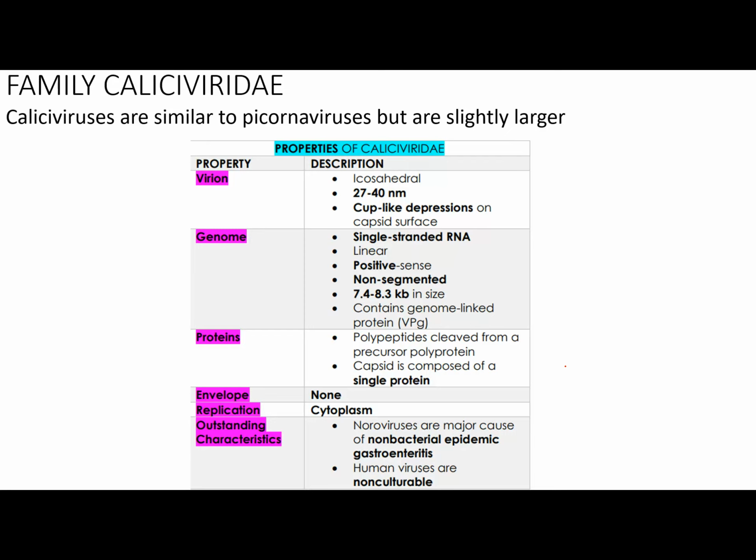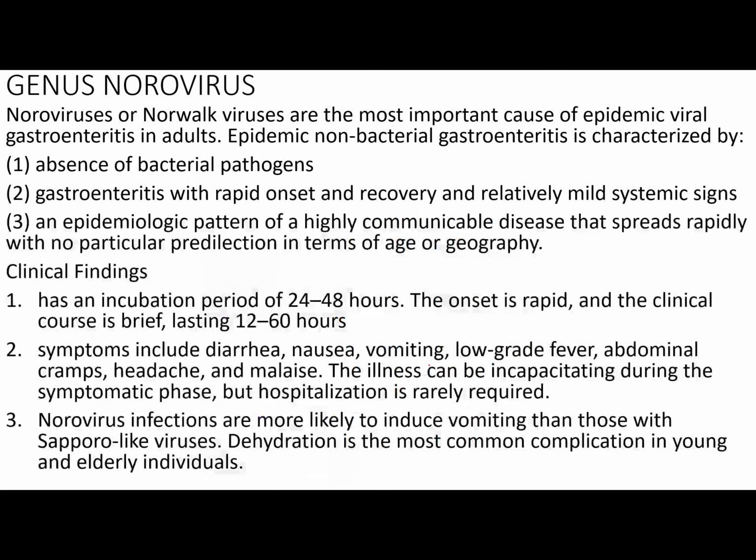Outstanding characteristic, we have the noroviruses, which are the major cause of non-bacterial epidemic gastroenteritis. The human viruses are non-culturable. Let's start with the noroviruses. Now, the genus noroviruses are also known as your Norwalk viruses. They are the most important cause of epidemic viral gastroenteritis in adults.